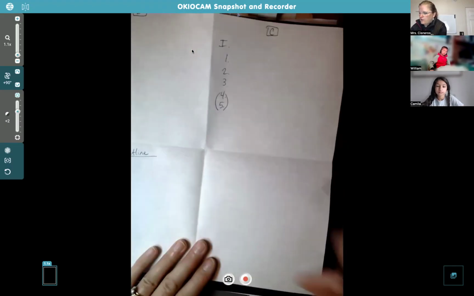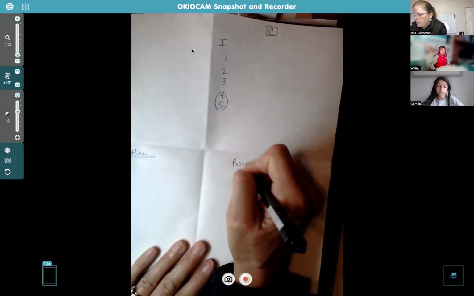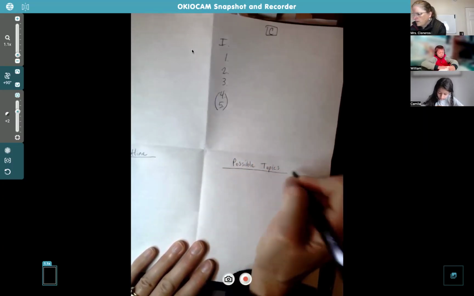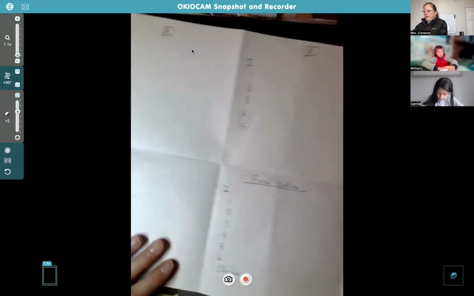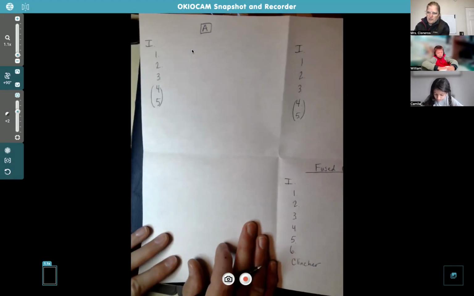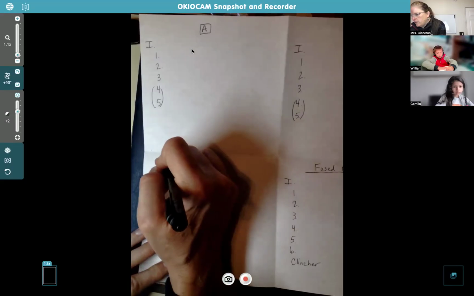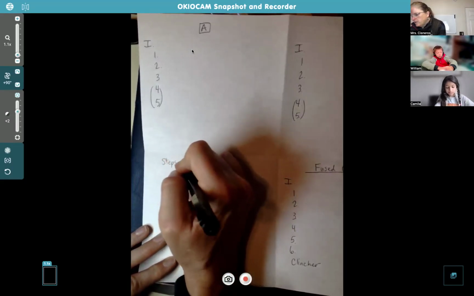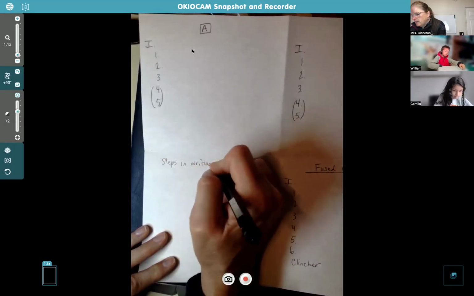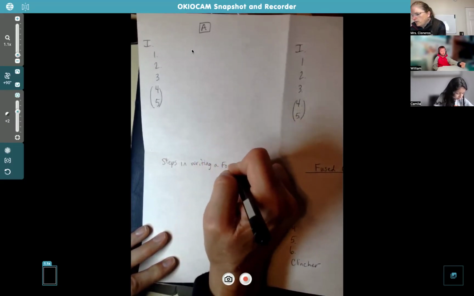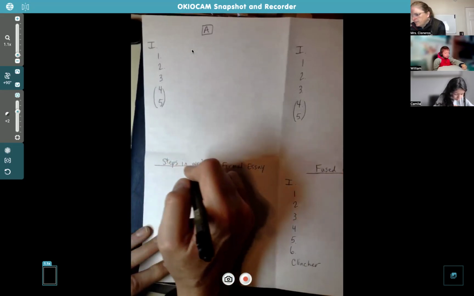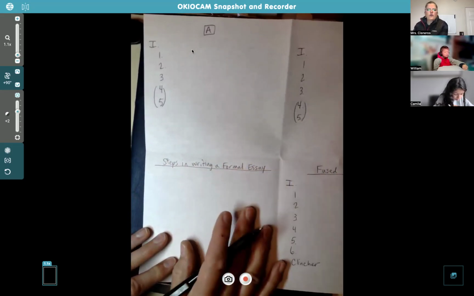On this side, underneath C, I want you to put possible topics. And then under A, in this other blank square, I'm going to have you take some notes here. I'm just going to have you put steps in writing a formal essay. Steps in writing a formal essay.